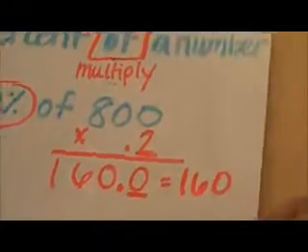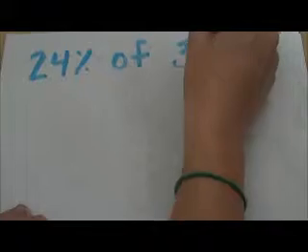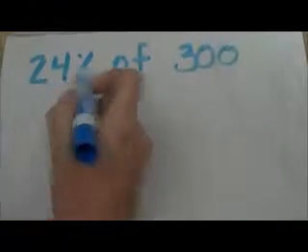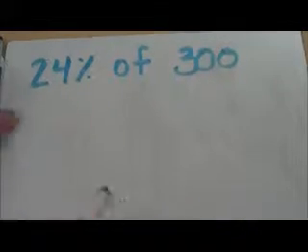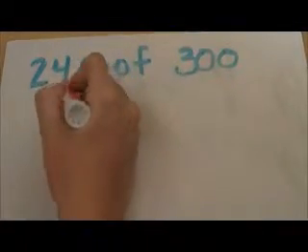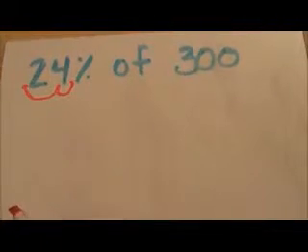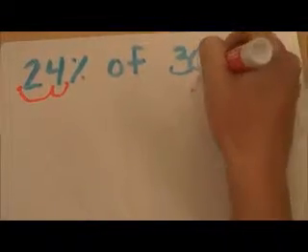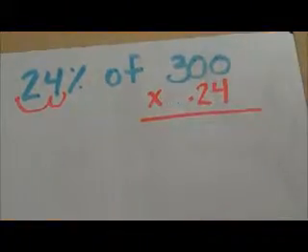Okay, let's do another one. Now let's do 24% of 300. Again, percentage, number, "of" means to multiply. I need to change my percent to a decimal. So I'm going to go over twice, and I get 24 hundredths. So I'm going to take my 24 hundredths, multiply it by our number of 300.